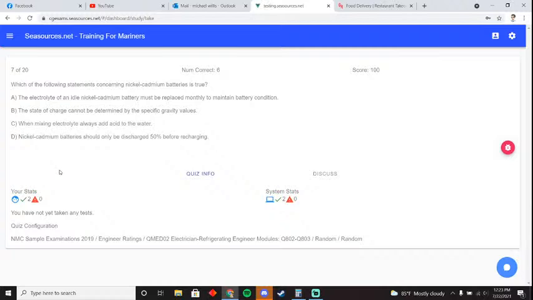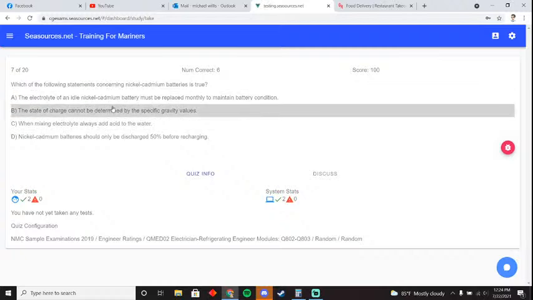Which of the following statements concerning nickel-cadmium batteries is true? Now, nickel-cadmium batteries are what everybody uses nowadays, if it's not a wet cell battery. Now, if it's a wet cell battery, it's not an acid battery. Those are dangerous. These are nice because it's a gel. It's an electrolyte gel, and you got your two poles inside, and the gel can last longer than a water cell. So what's happening here?